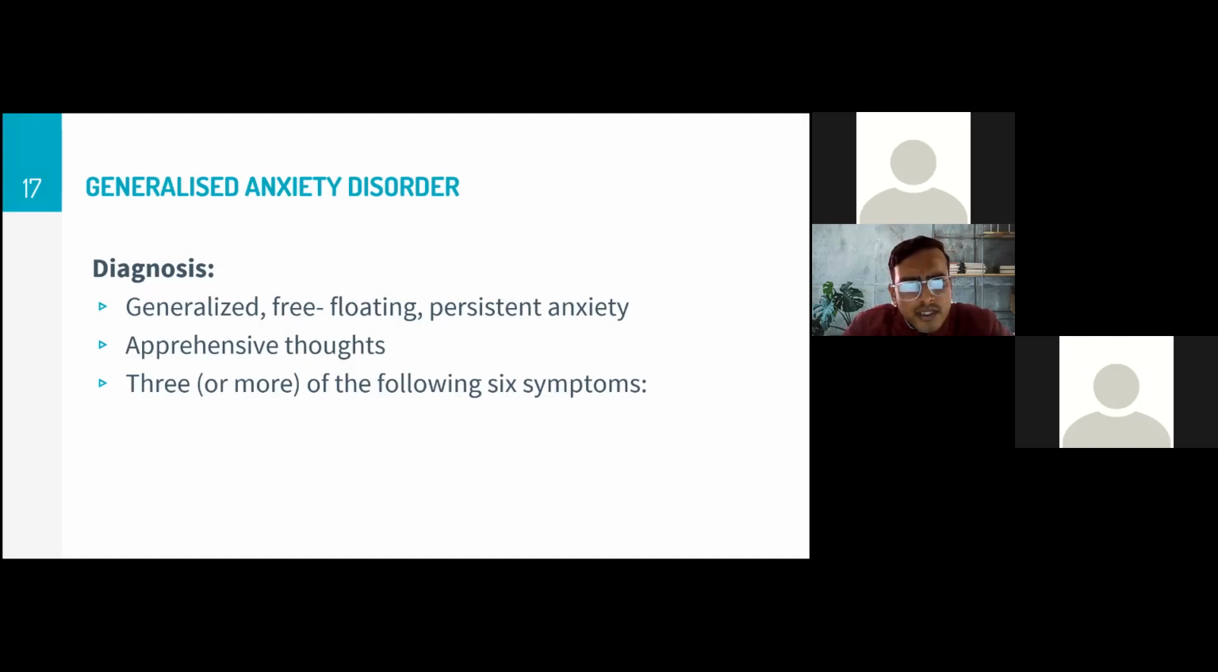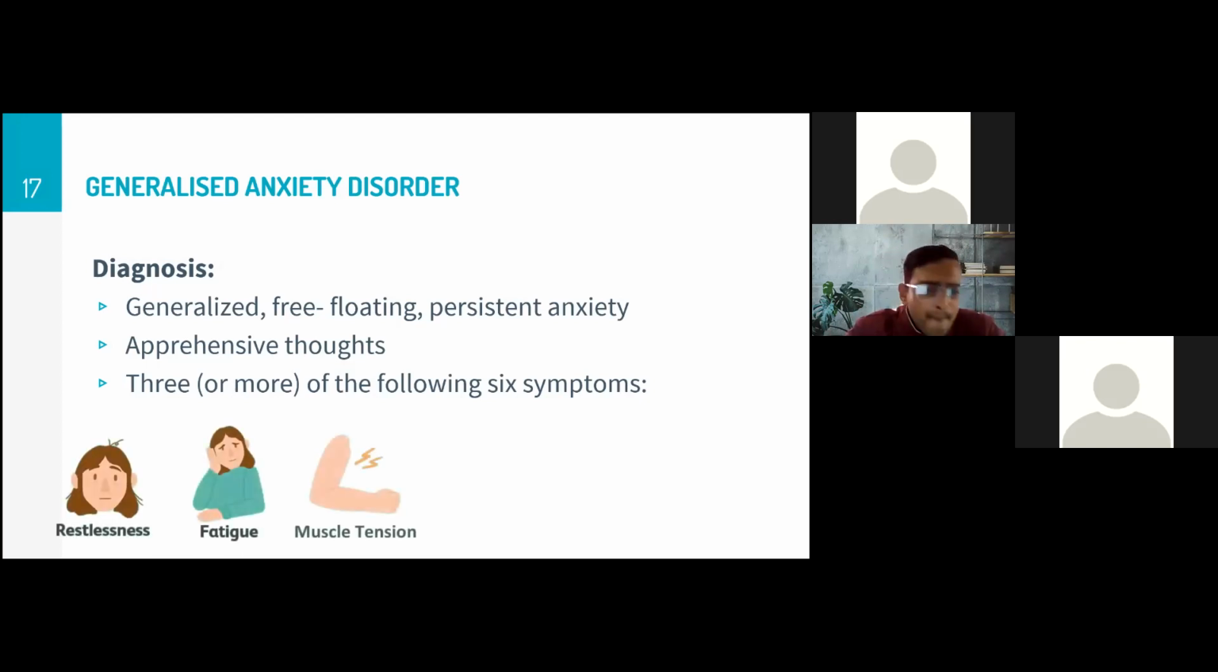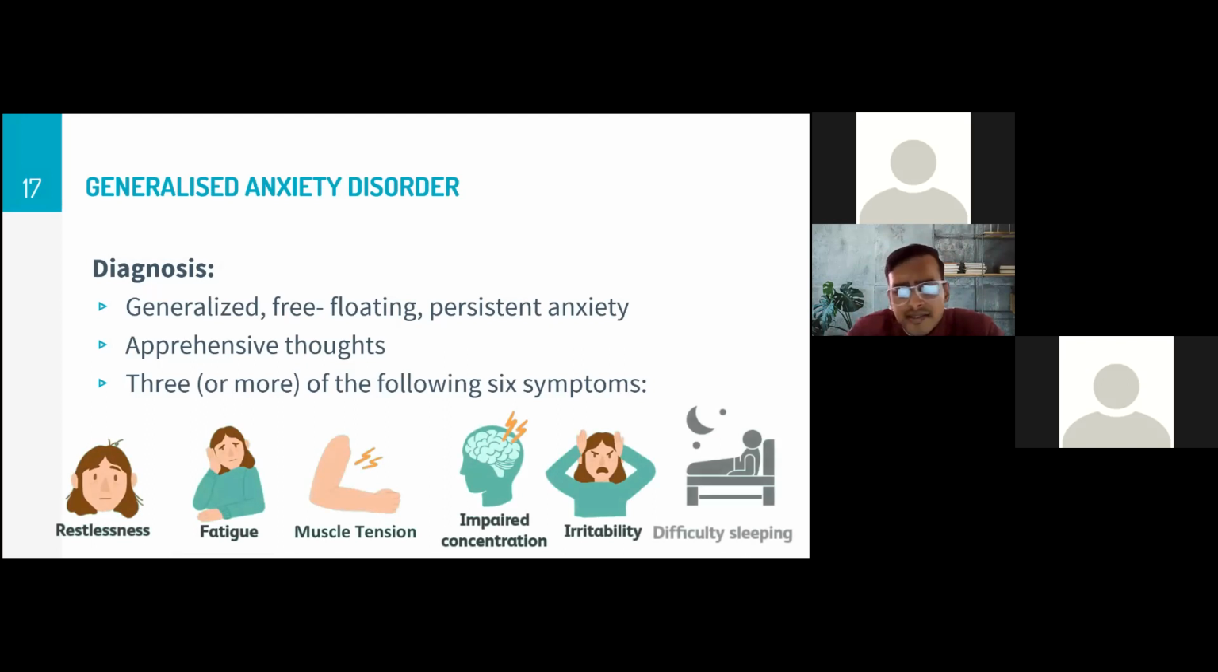Coming to generalized anxiety disorders, this is from DSM-5. The diagnostic criteria include a person having a generalized, free-floating, and persistent anxiety, along with apprehensive thoughts of worry, and 3 or more of the following symptoms for adults: restlessness, fatigue, muscle tension, impaired concentration, irritability, and difficulty in sleeping. For children, only 1 out of the 6 is needed for diagnostic purposes.